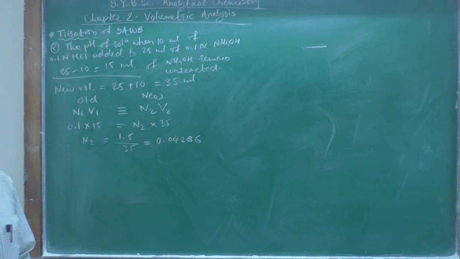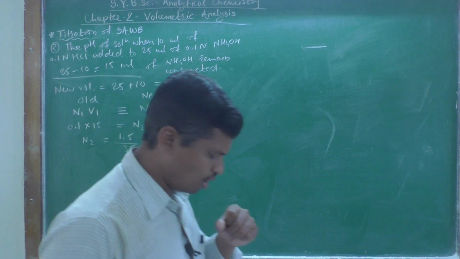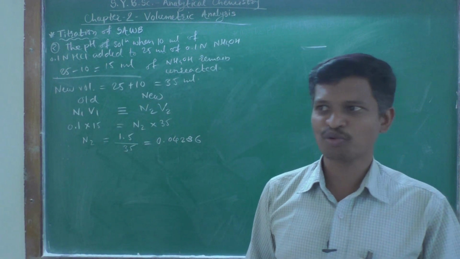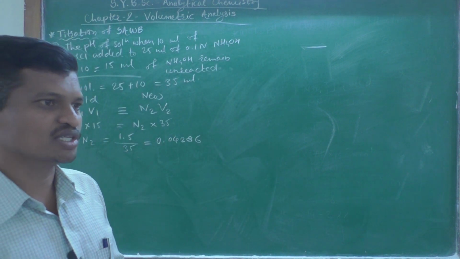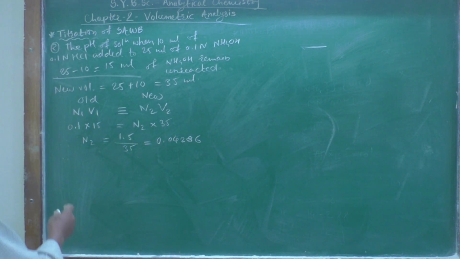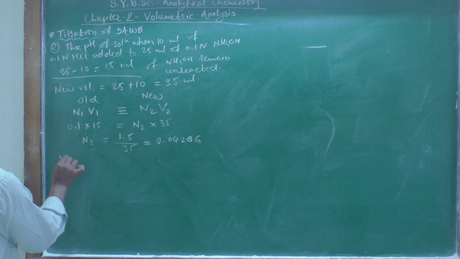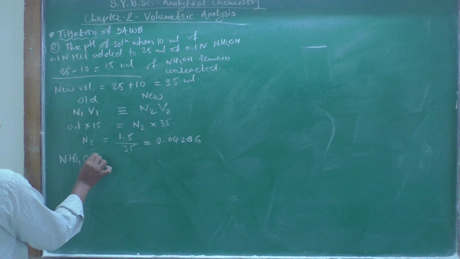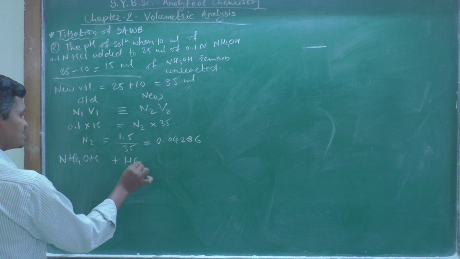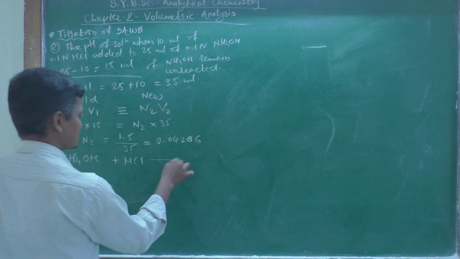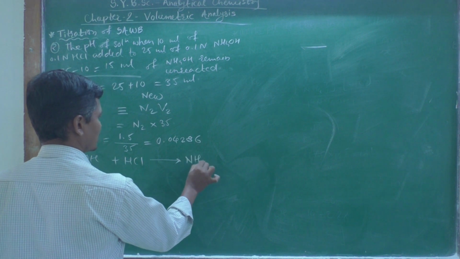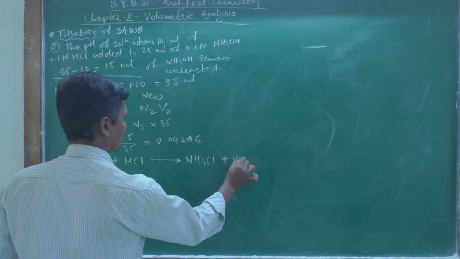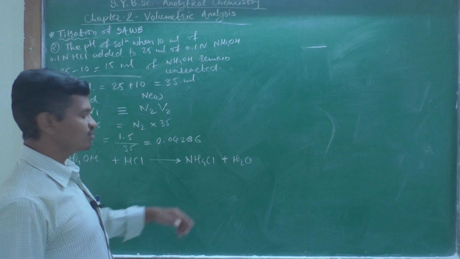Now as we are adding HCl to the NH4OH solution, a neutralization reaction takes place between them, and it can be shown like this: NH4OH plus HCl, and as there is a reaction between base and acid, there is a formation of salt, that is NH4Cl plus water. The salt and water will form.